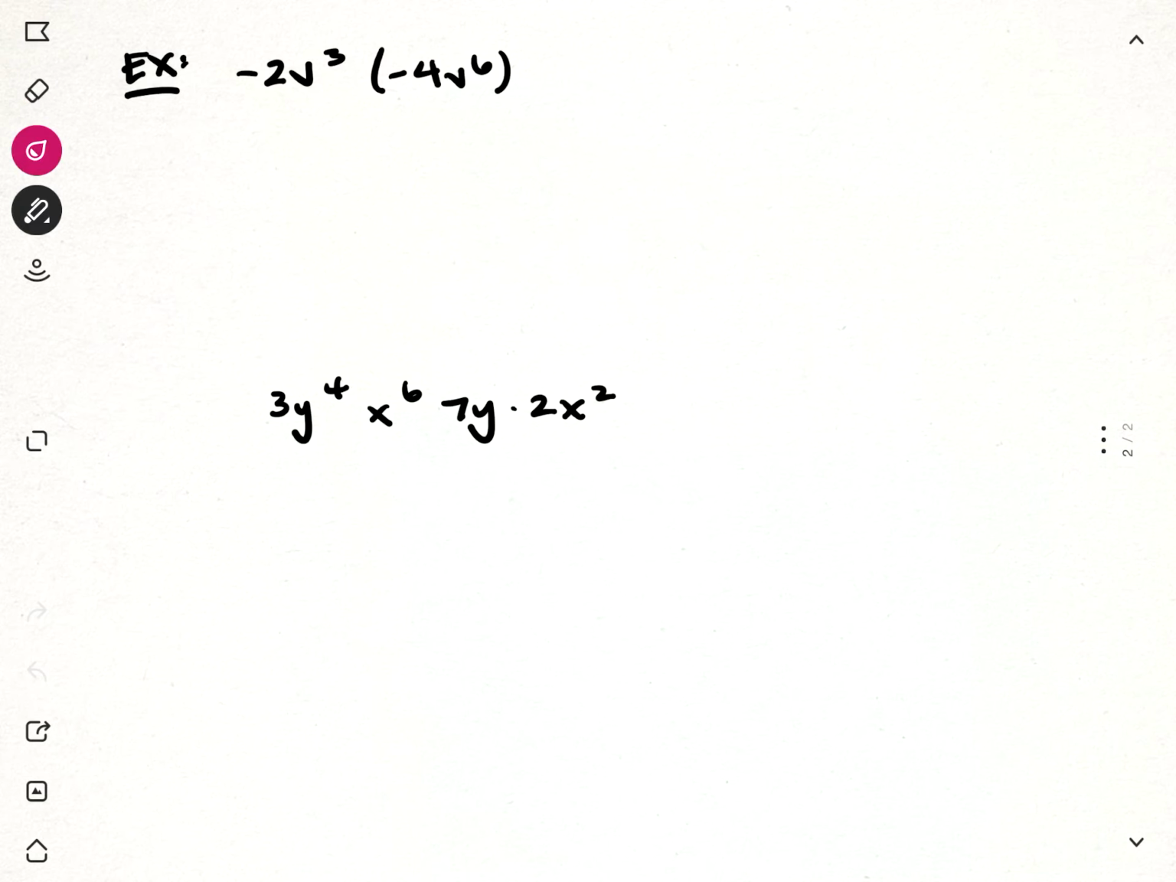All right, so the next couple examples are a little bit harder, but they're still very doable. The first one is negative 2v cubed times negative 4v to the 6th. So anytime we have constants here and we're multiplying, we can just multiply the constants as normal. So negative 2 times negative 4 is going to give us positive 8. And then we're going to use the power rule on the v. So v to the third times v to the 6th. All we have to do is add the 3 and the 6, and we get 9.